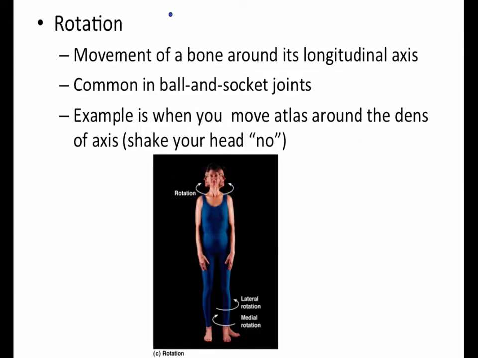Then we have rotation. Rotation is the movement of a bone around its longitudinal axis. This is common in ball and socket joints, and the example is when you move your atlas around the dens of the axis and you shake your head no. So rotation is just going to be that no motion. You can also have lateral rotation and medial rotation, but the common one is shaking your head no.